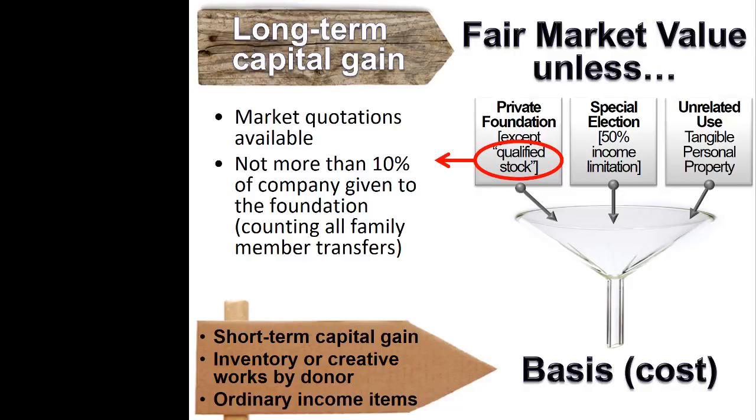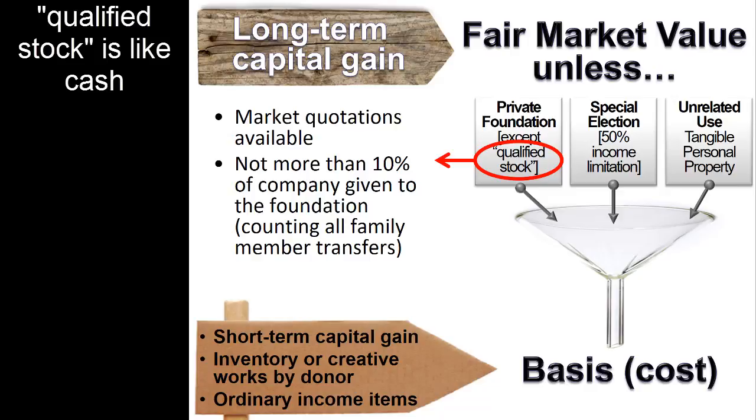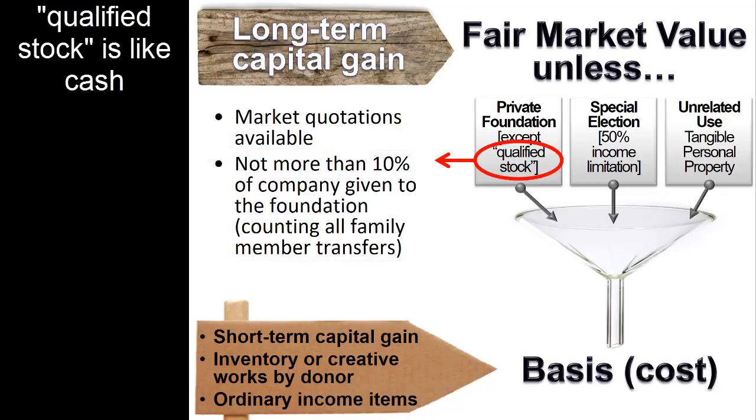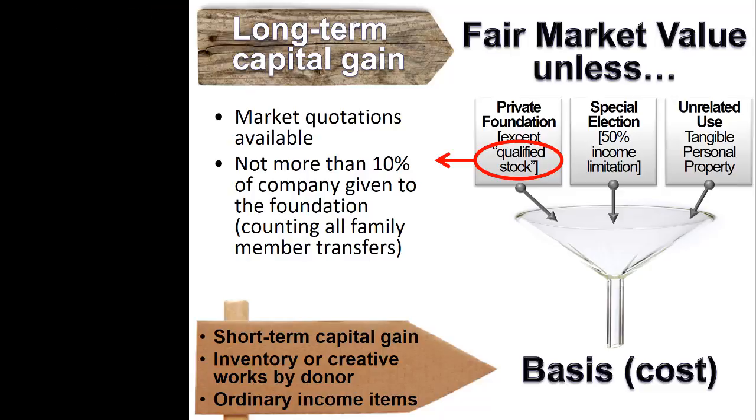The exception is allowed for cases in which the property given is almost like cash. It is almost like cash because the shares are regularly traded and have an easily identifiable value. It is also like cash because it is not a very large share of the total ownership of the corporation, even when considering all family members' transfers together. Given the cash-like nature of the transfer, there is less concern about inappropriate or abusive transactions, making a fair market value deduction more appropriate. Let's look at an example of the mechanics of this kind of transaction.